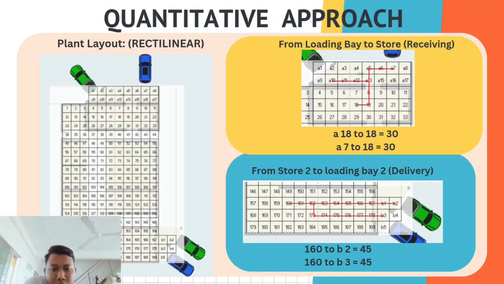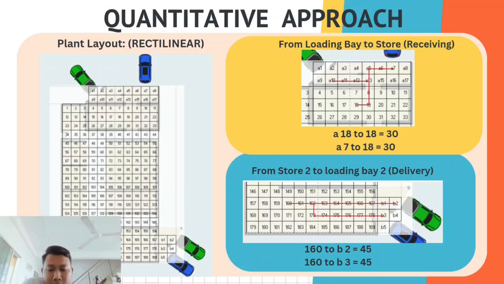the distance from loading bay to store, which is in receiving terms, receiving material or goods. The distance maybe can be valued at 30 meters, which is from the pickup points A18 and A7, which is a point at the loading bay.